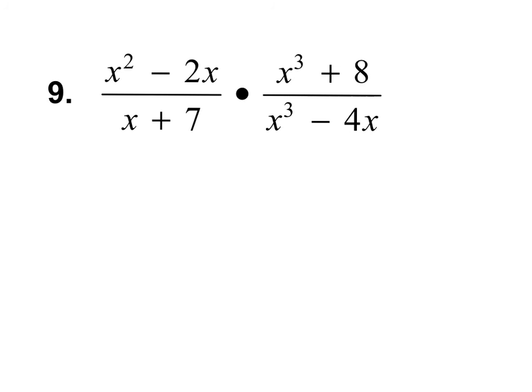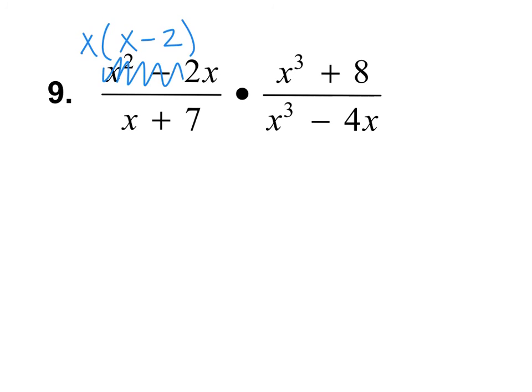Okay, since this is multiplication, I don't have to worry about flipping anything, but I'm going to factor things whenever possible first. So I noticed that there's no quadratics necessarily that I can factor, but I do have some things that I can take GCFs of. So the bottom one here, I can take a GCF, and that makes that x and then x minus 2.